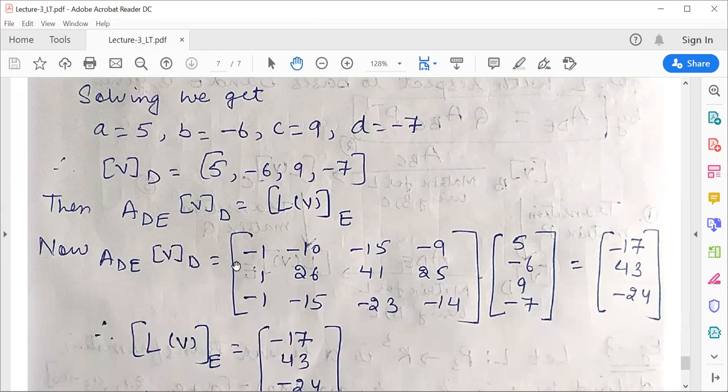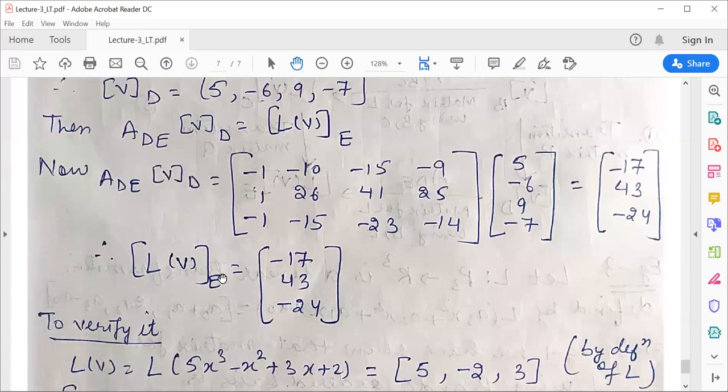Now, by using this result, we need to find the coordinate vector of L of V with respect to the ordered basis E. So multiplying ADE with VD, this comes out to be this. That means the coordinate vector of L of V with respect to the ordered basis E is given by this particular column.